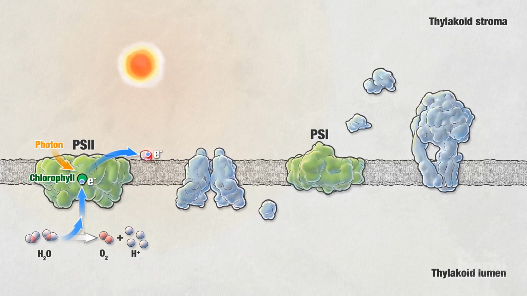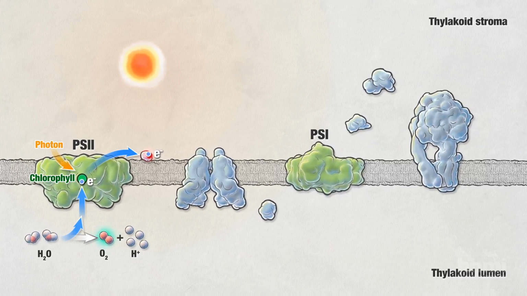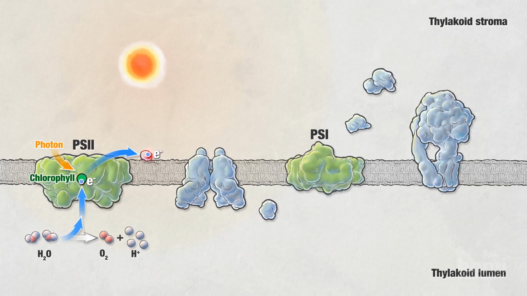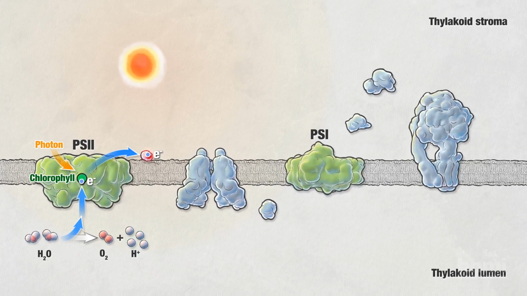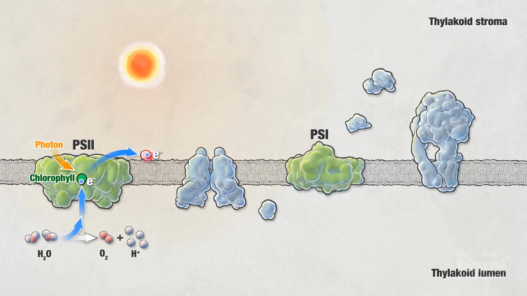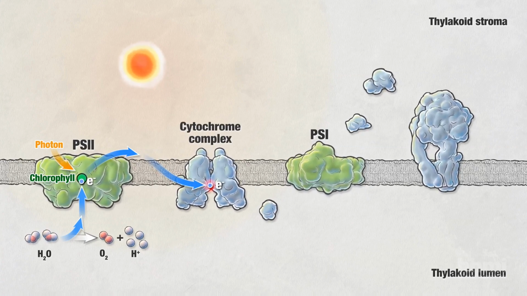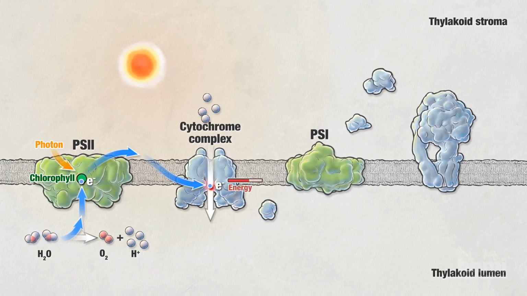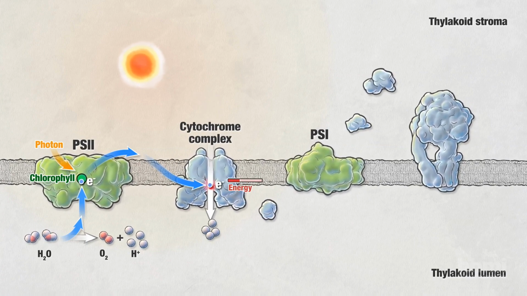The byproduct of this reaction is oxygen, which is eventually released into the air. The other products are protons, or hydrogen ions, which are released into the inside of the lumen. The excited electrons move to the cytochrome complex. Some of the energy from the electrons is used by the cytochrome complex. They transport additional protons into the lumen.